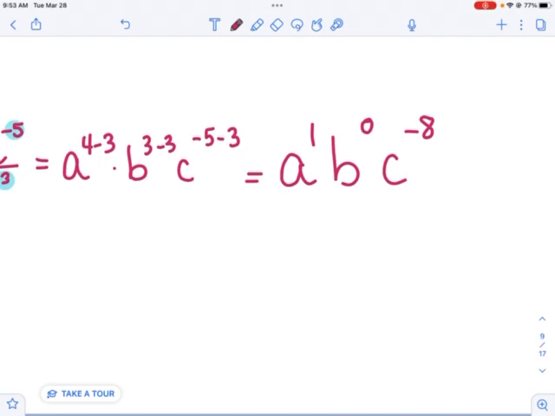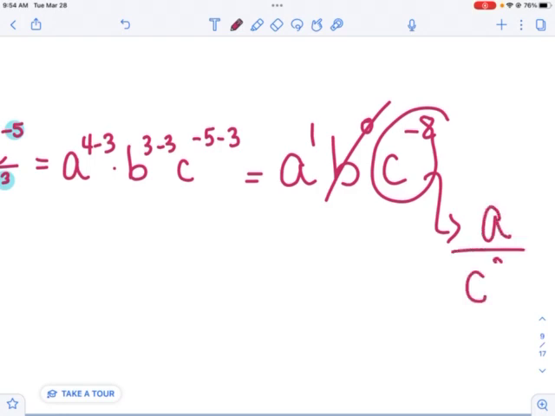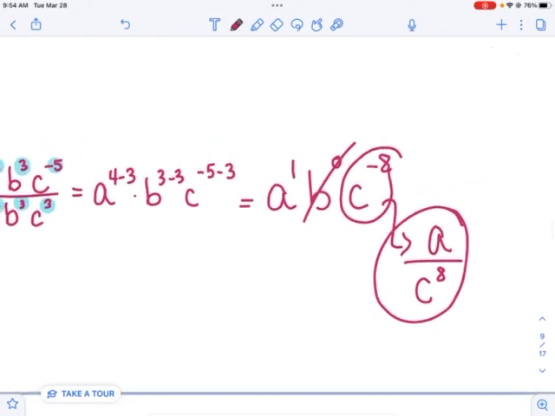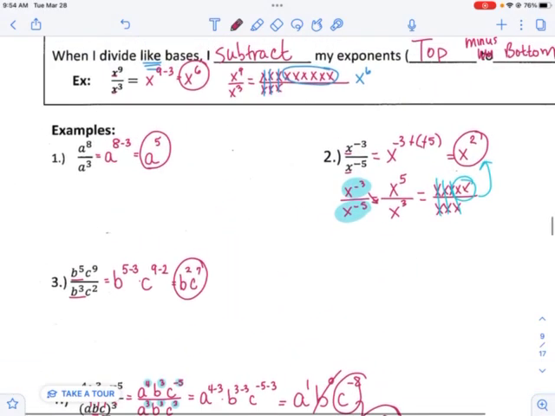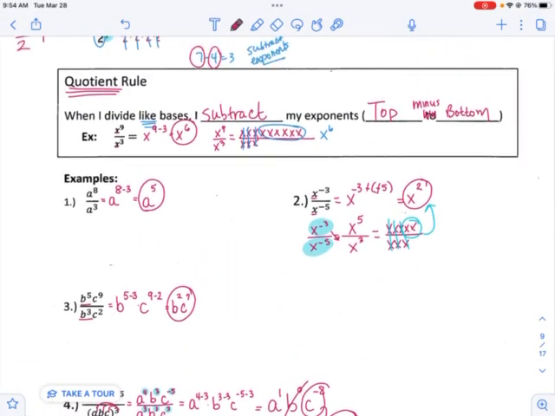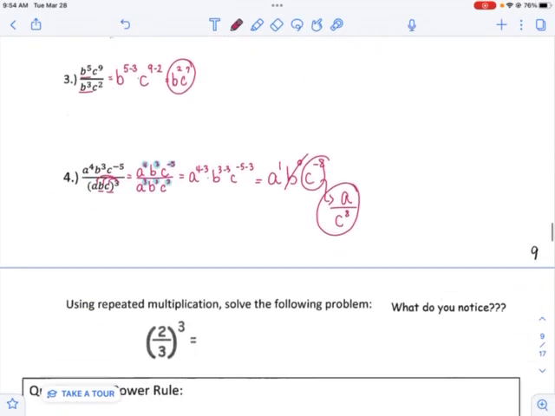I'm almost done. First off, b to the 0 I know is 1. So I have really a to the 1st left over c to the negative 8. So this can go downstairs. All right, so I have a over c to the 8th as my final answer. That negative exponent goes downstairs and becomes positive. All right, so that's your quotient rule, right? When you divide like bases, you subtract the exponents, top minus bottom.